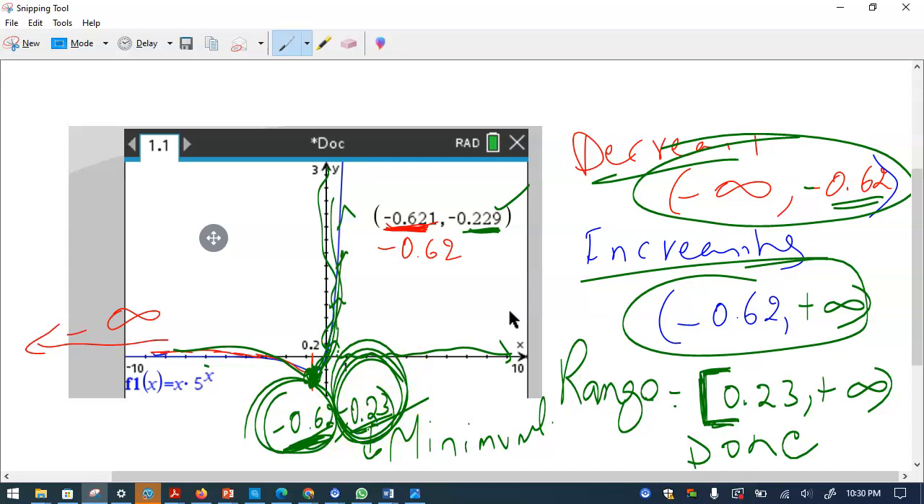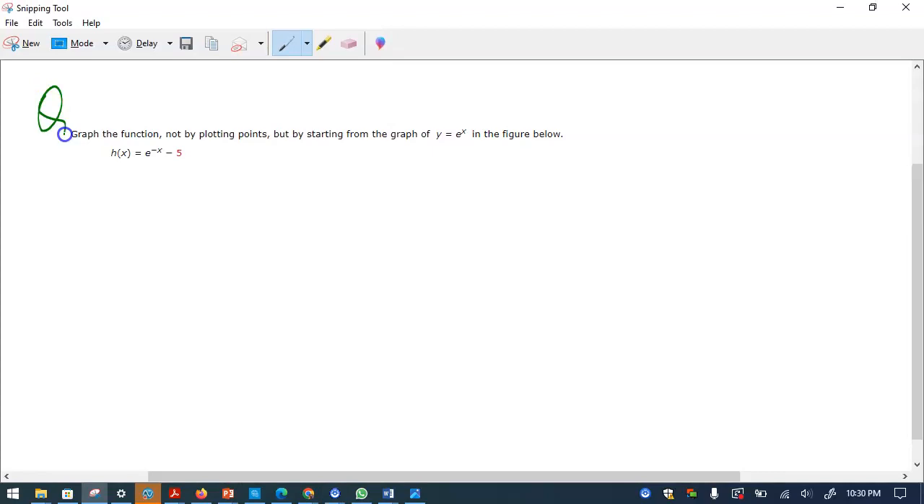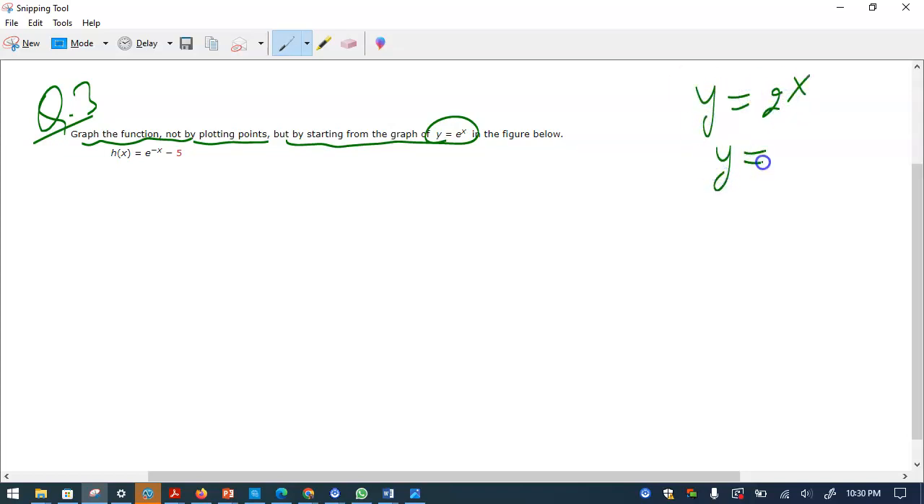Let's do the third question. Question number 3 is graph the function not by plotting the point, but by starting with the graph of e. So what is y equals e raised to x? Now remember, y is 2 raised to x, and then e is basically 2.7182 raised to x, and y equals 3 raised to x.